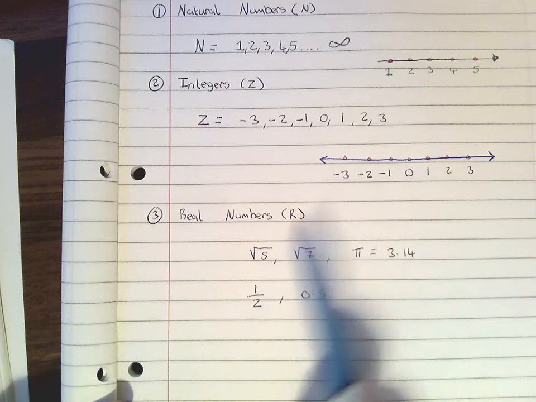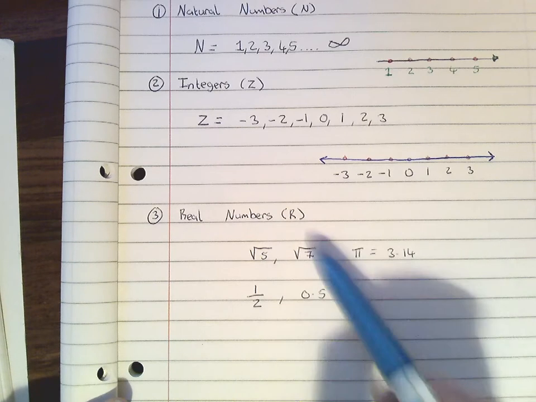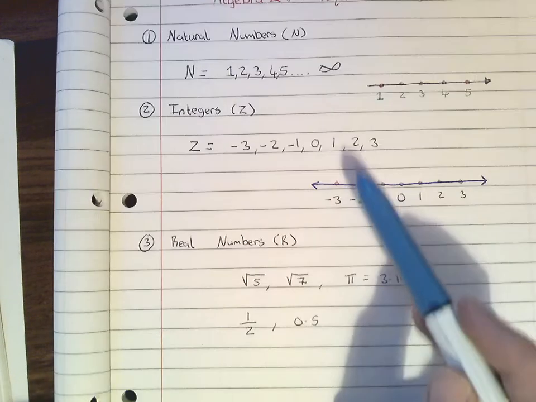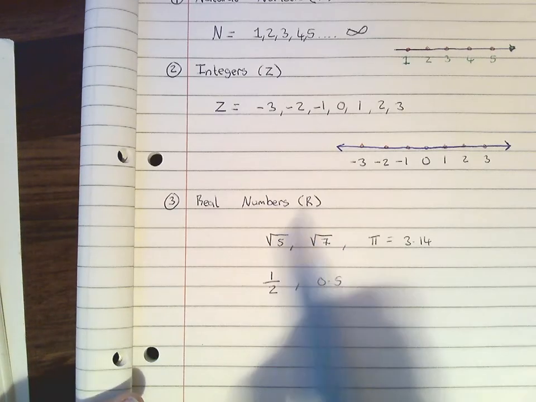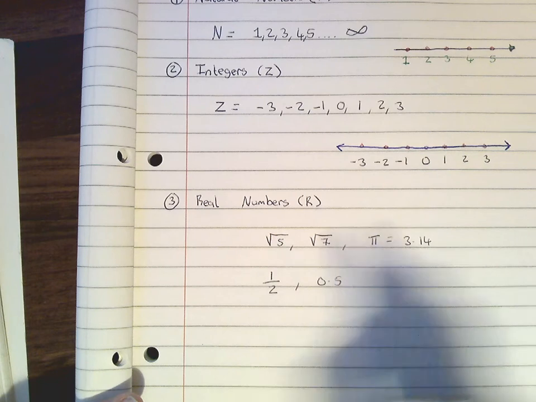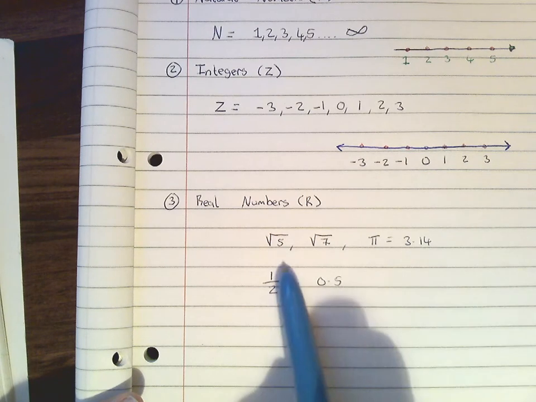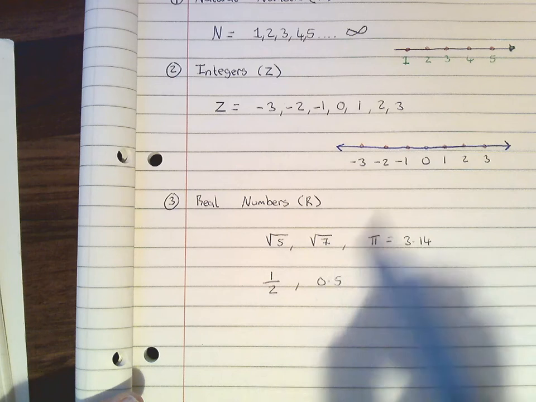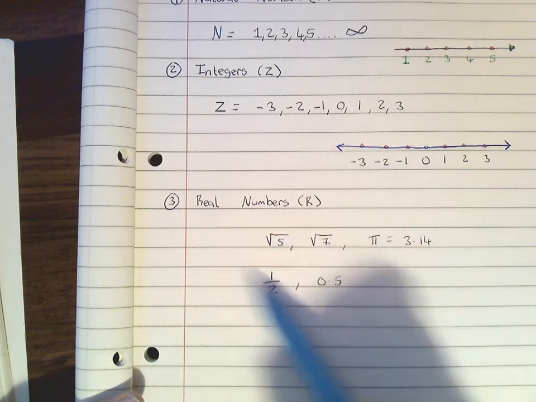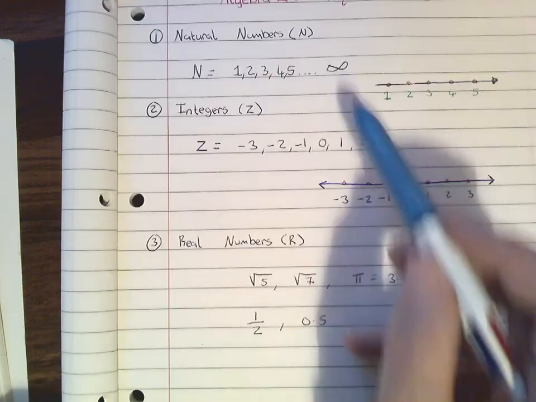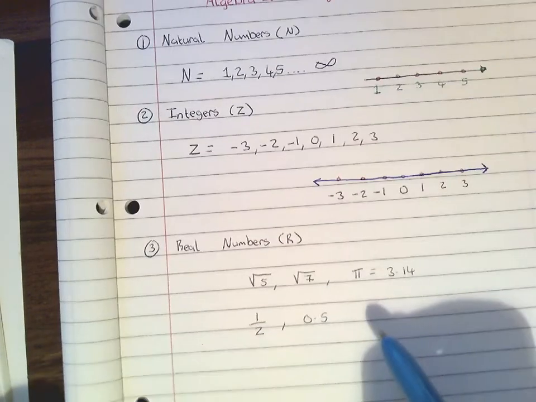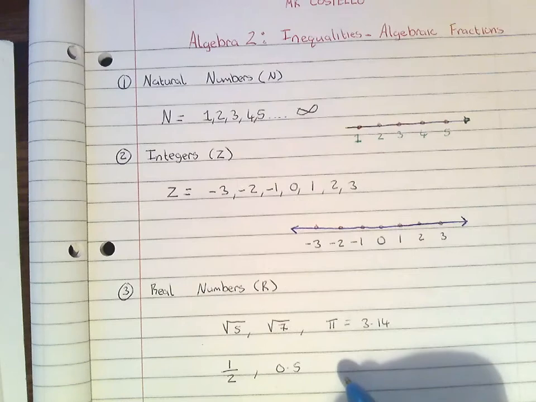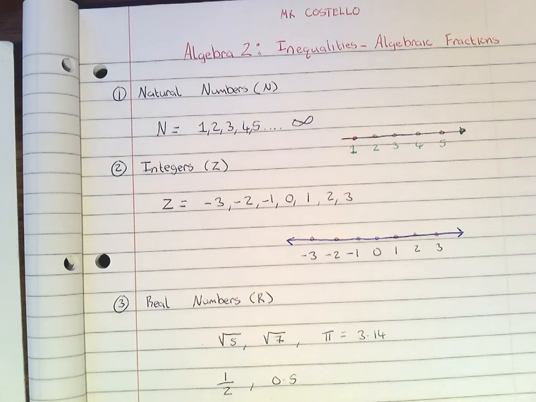And then we have real numbers. The set of real numbers includes natural numbers and integers, and then also other numbers such as square roots, the number pi, fractions and decimals. Essentially they cover all of these types of numbers. Okay, so that's just an introduction to the types of number systems that we work with when we're dealing with inequalities and algebraic fractions.